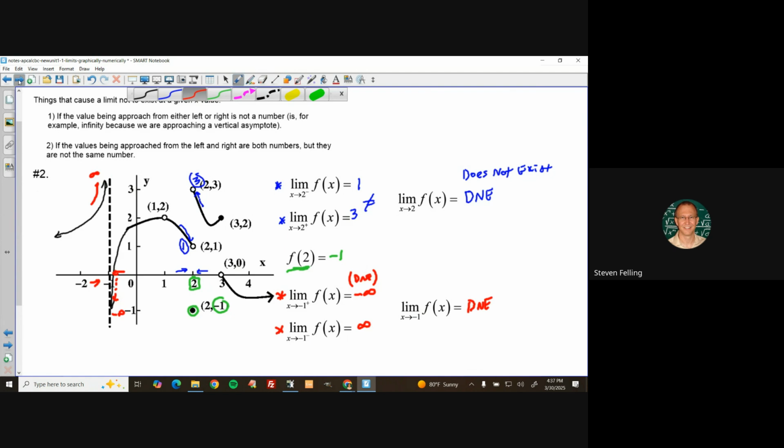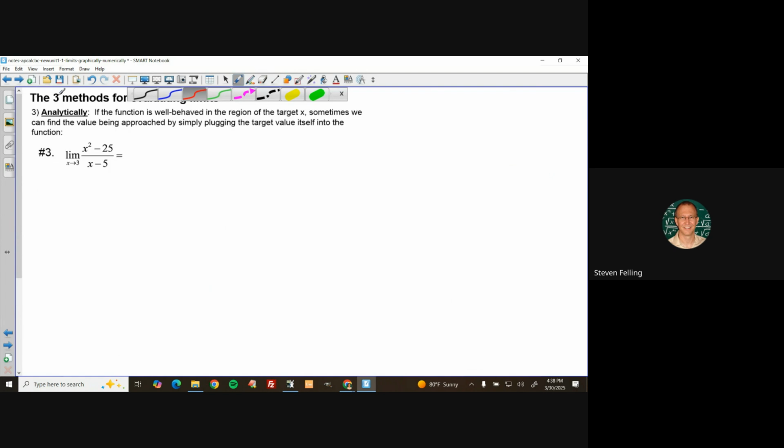Okay, look at some other examples here. Now, using a graph or using a table are nice if a graph is provided. Table is the least desirable way to analyze. So the way that we use them most is what we call evaluating limits analytically. And this basically says this.